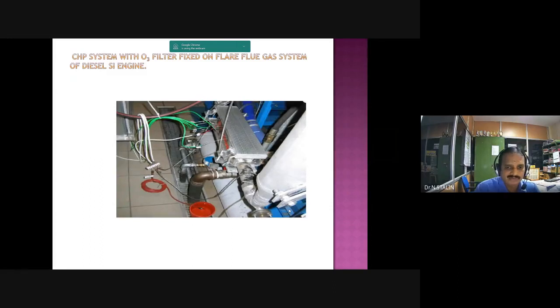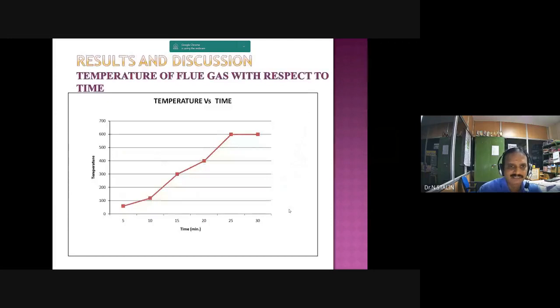At the outlet of the engine, we fitted the O3 filter, and the flue gas is also continuously monitored with the flue gas analyzer. We tested with a diesel SI engine, a self-ignition engine. First I measured the temperature of the gas. After 20 to 25 minutes, the gas output temperature constantly comes to about 600 degrees centigrade.